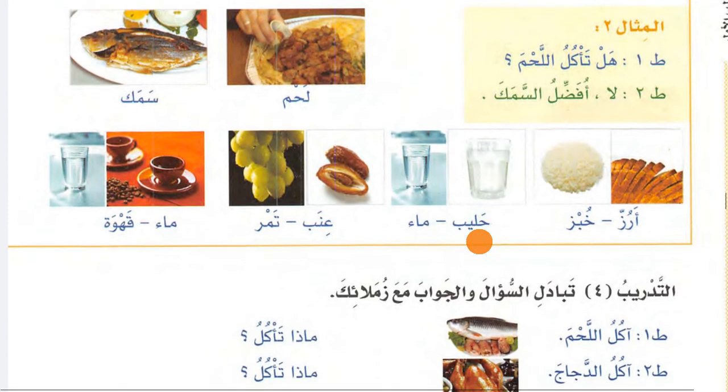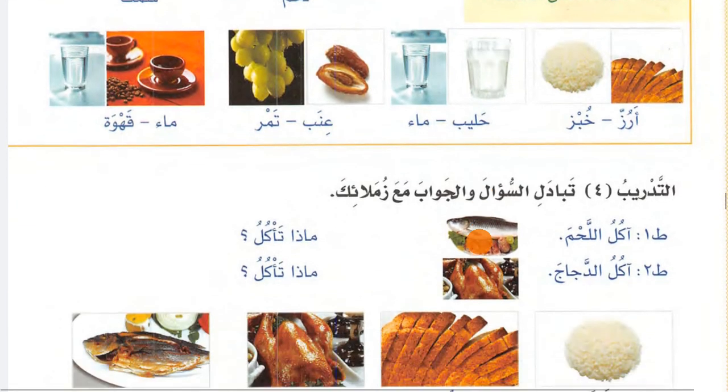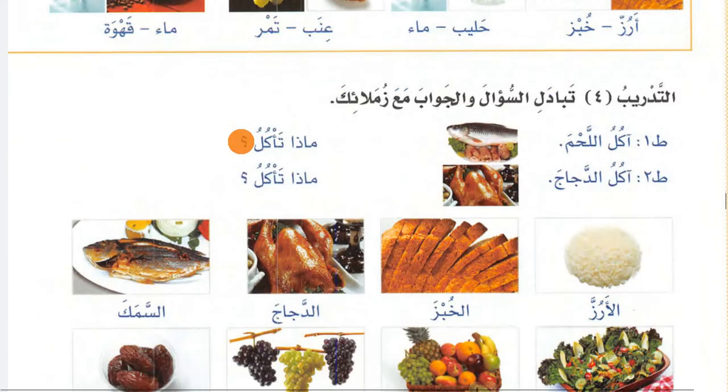So again you will hide the example. Your friend will ask you, do you eat rice. هل تأكل الأرز. And you will reply لا أفضل الخبز. No, I prefer bread. Then your friend will ask هل تشرب الحليب. Do you drink milk. And you will reply لا أفضل الماء. No, I prefer water. You can skip this question.